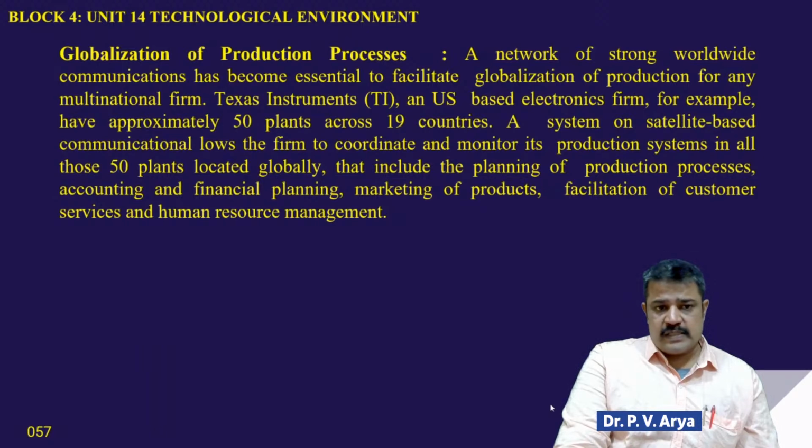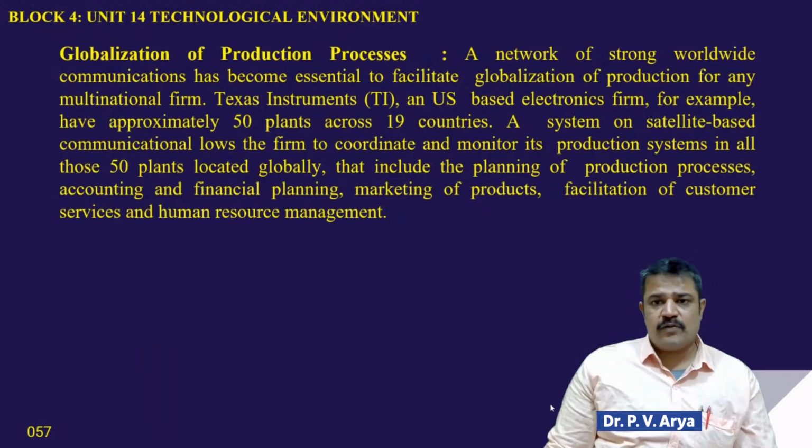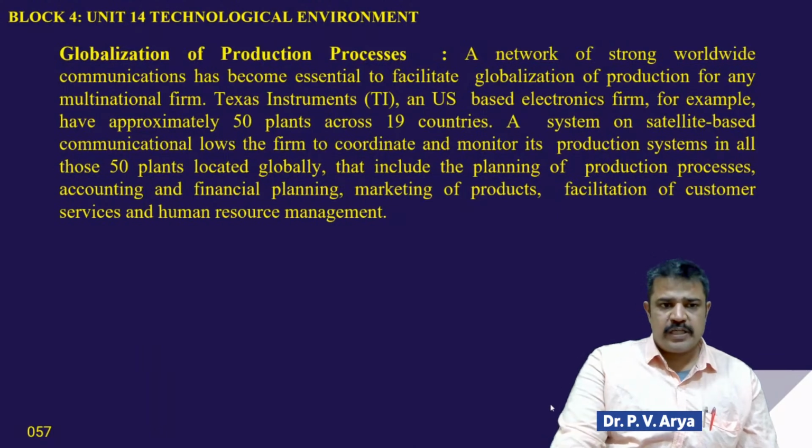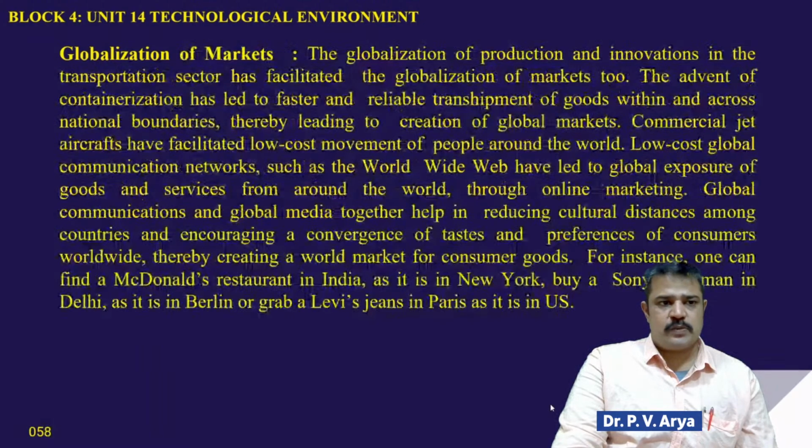globalization of production services. Well, it involves a network of strong worldwide communication that has become essential to facilitate globalization of production for multinational firms like Texas Instruments. US-based electronics firms, for example, have approximately 50 plants across 19 countries. A system of satellite-based communication allows the firm to coordinate and monitor its production system in all those 50 plants located globally. That includes the planning of production processes, accounting and financial planning, marketing of products, facilitation of customer services, and human resource management as well.